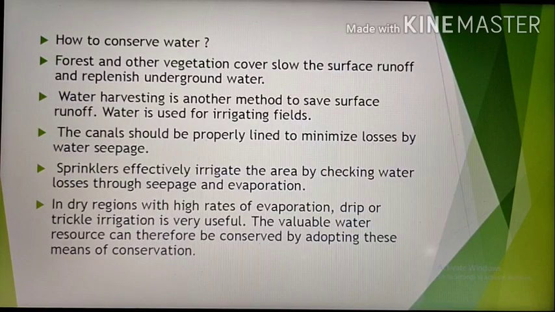Now let's talk about the third part of this chapter, that is natural vegetation and wildlife resources.